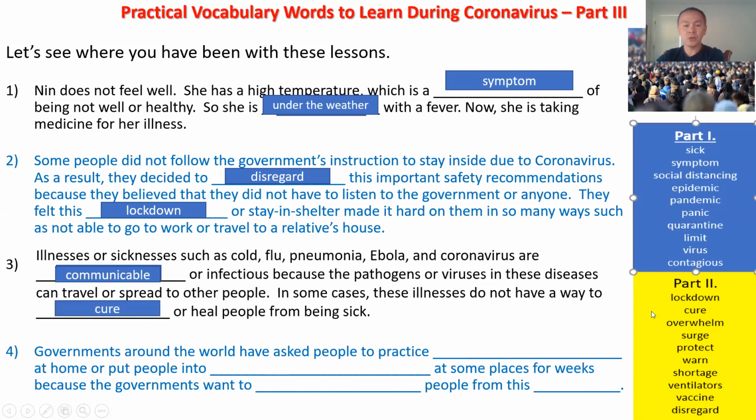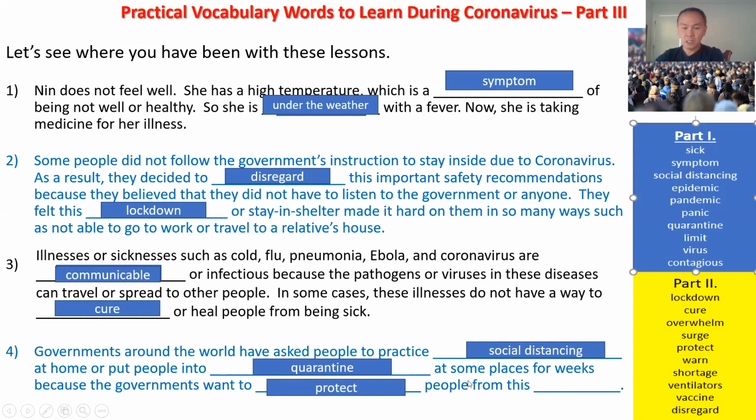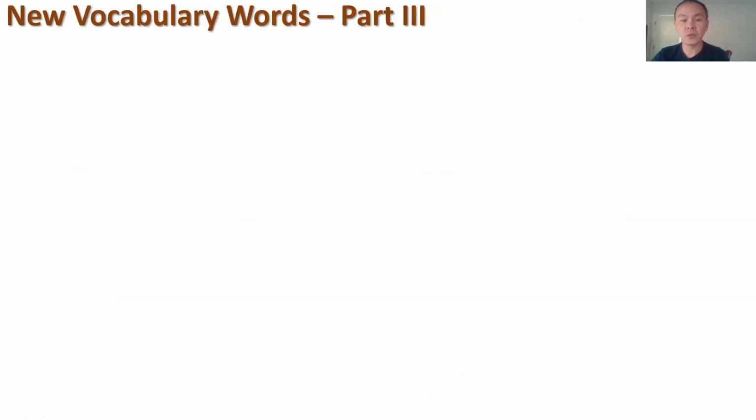When something is cured, you can heal from it, you can be treated, you are no longer sick, okay? And for this one, we will say social distancing. Put people into what? If you say quarantine, then you are great. At some places for weeks because the government wants to what? Well, they want people to do this so they can protect the people from this pandemic. So if you have these 10 words correctly, then congratulations for studying, for remembering these words.